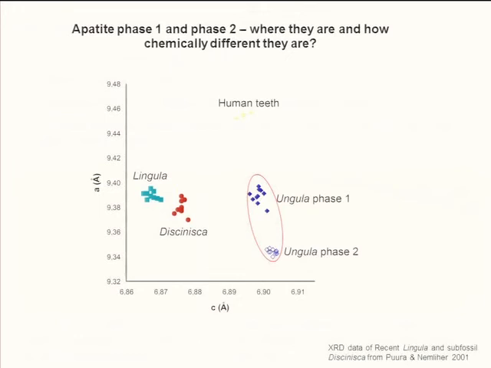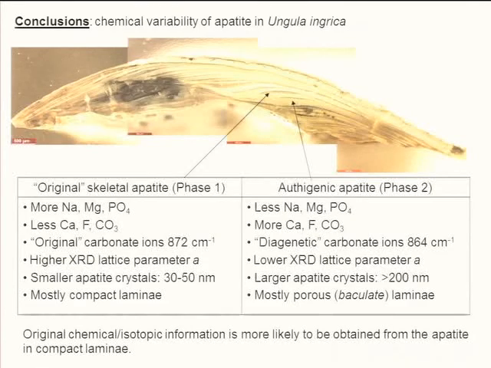So to come back to the questions of the presentation, which were how the apatite chemistry is changing in fossil brachiopod shells, where we can find these two apatite phases identified by means of powder X-ray diffraction studies, and how different these phases are, I could conclude that these phases are quite different. I listed these differences in these two columns. Apatite phase 1 can be found mostly in compact lamina, and it can be interpreted as skeletal apatite, which could have preserved some of its original characteristics.